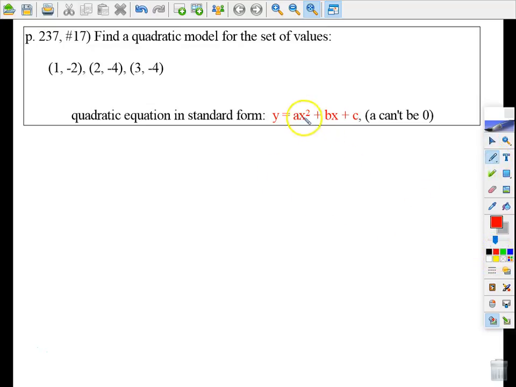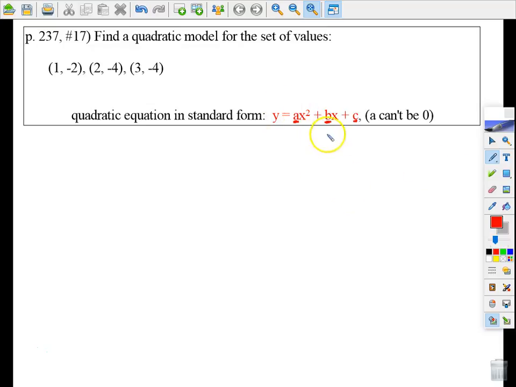The goal of this problem is to write a quadratic model. We've been talking about linear models. Now we're writing quadratic models, and here is the quadratic equation in standard form. So our final answer will be an equation that looks like this. It's just that we need to find the actual numbers, the coefficients a and b, and the constant c. So here's how we do that.